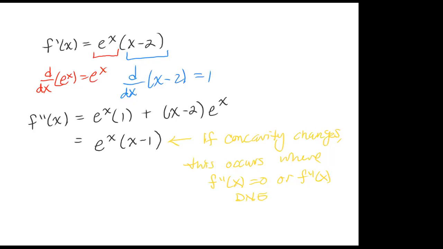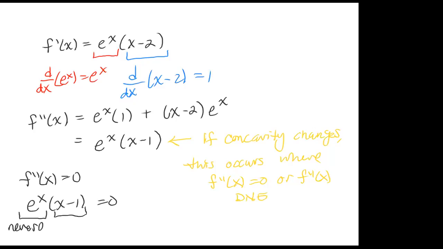I'm going to figure out where f prime prime of x is equal to 0. So that is where e to the x times x minus 1 is equal to 0. This part can never equal 0, so I'm not going to worry about that part. But this part can. If I set it equal to 0, then I get that x equals 1. That is one possible location where the concavity changes.